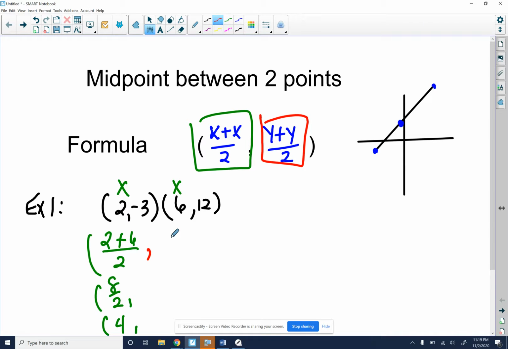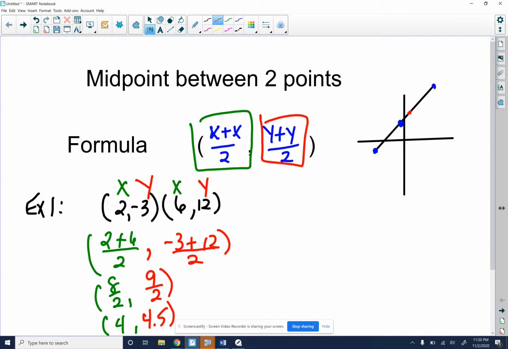And it's a comma in between because I'm finding a point. Here's my first y, -3, plus here's my second y, 12. And then I'm going to divide by 2 and see what I get. So -3 plus 12 is going to give me 9, divided by 2. And sometimes you're going to get a few decimals in there. So 4.5. So actually this midpoint might be over 4, up 4.5.